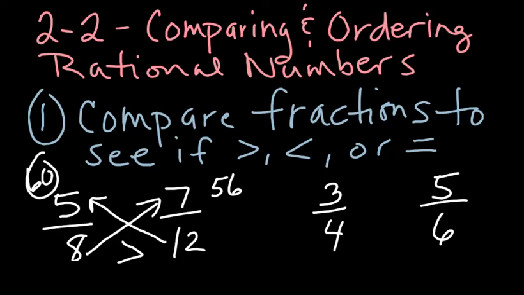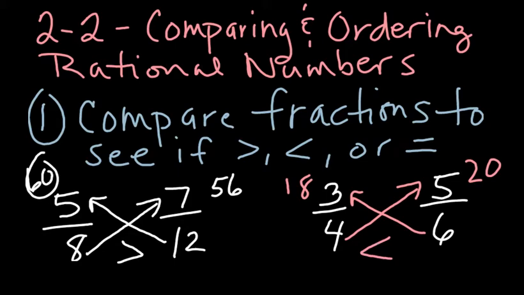Okay, cross multiply up. Always up, never down. 4 times 5 is 20. 6 times 3 is 18. 20 is bigger than 18, so 5/6 is bigger than 3/4. So 3/4 is less than 5/6.